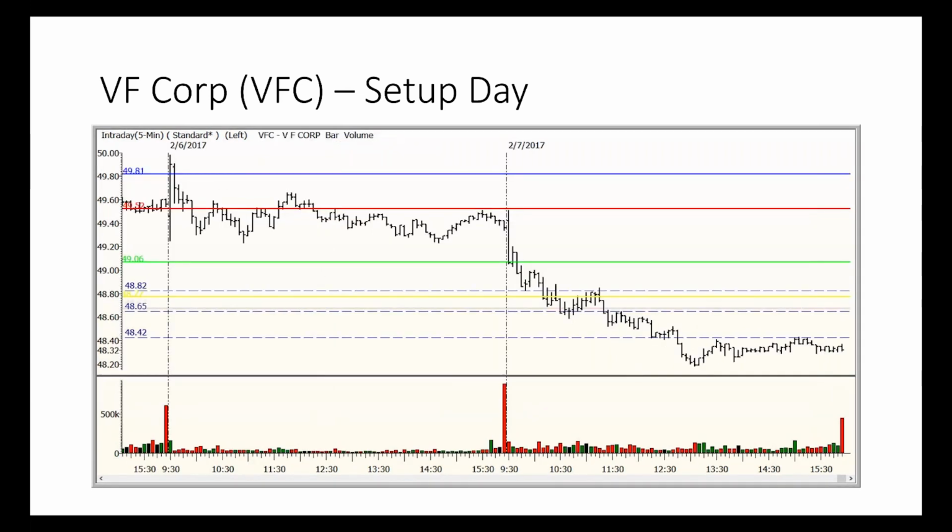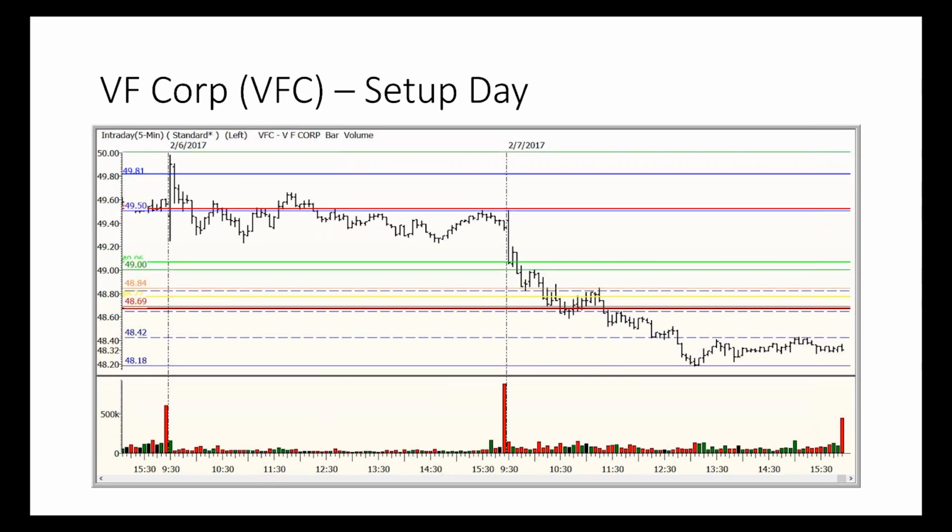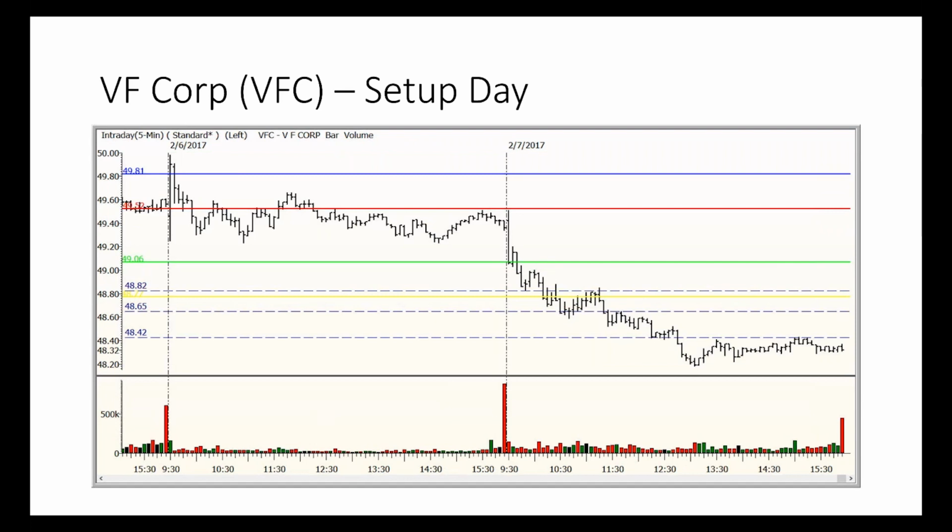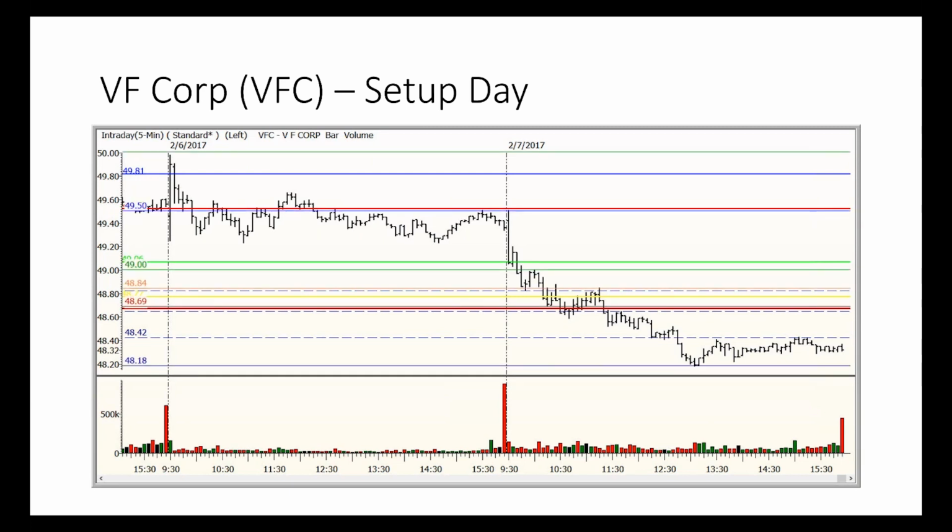So here's your setup day. Right, goes and we get a central pivot and a fib overlap right at all these support and resistance lines, right? So you've got 48.65, 48.82, 48.42. You should see those. You should see exactly why I drew those lines where I did, right? That's really just nice basing over the course of the session. 48.67 was the pivot. 48.69 is a 382 pullback on the session.